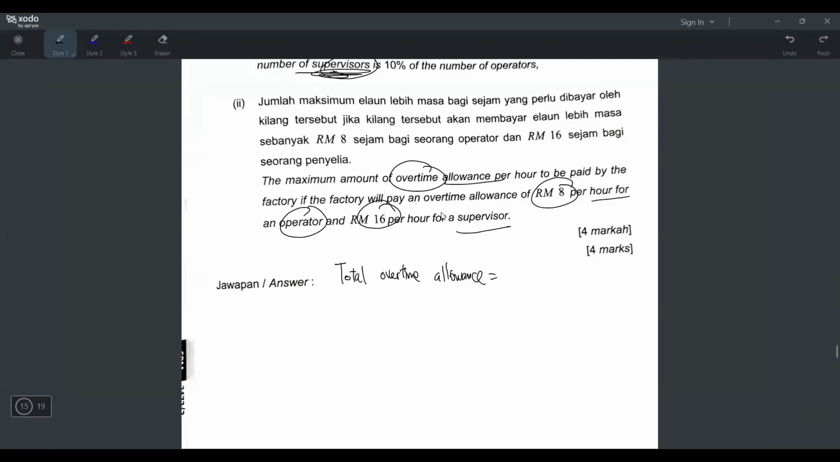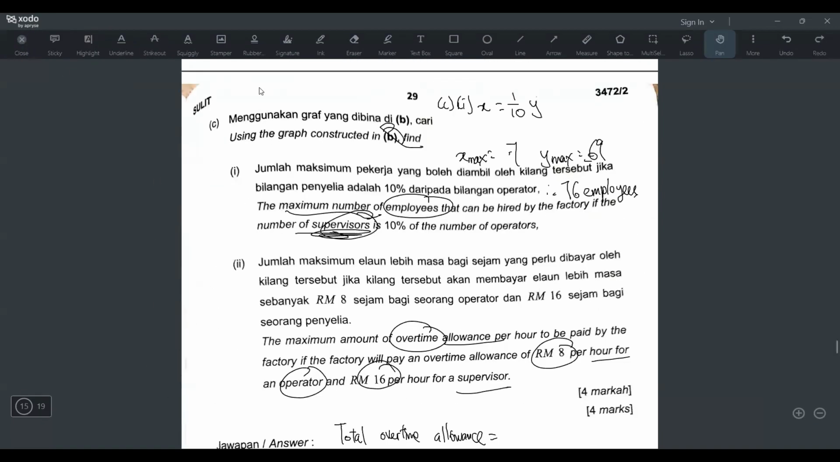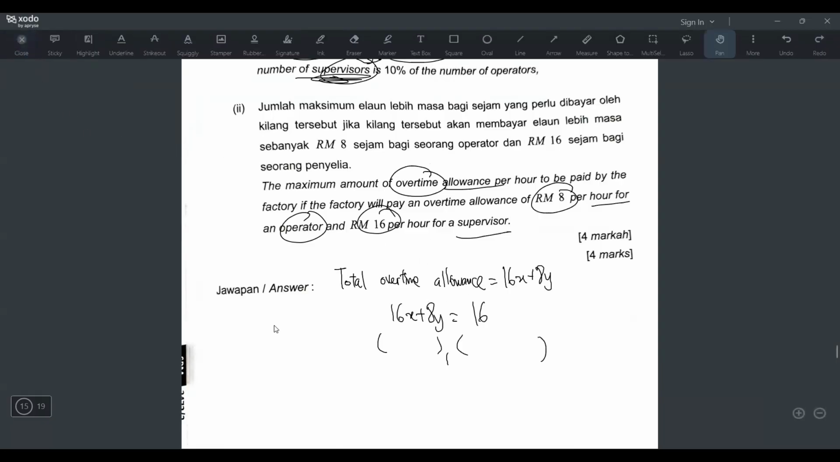Okay, so it will be 16 ringgit for supervisor, but which one is x? Supervisor is x, right? So it will be 16x plus 8y. And then the method we do this, the next step is to find the LCM, ataupun the lowest common multiple. What is the lowest common multiple of 8, 16? 16 is the lowest common multiple. And then you find 2 points. And this one later you have to do the sliding one. I call this the slide question because you have to slide in your graph later. But for now, let's find the x0, y0. So x0, your y will be 16 divided 8, which is 2. Your y0 will be 16 divided 16, which is 1, right?